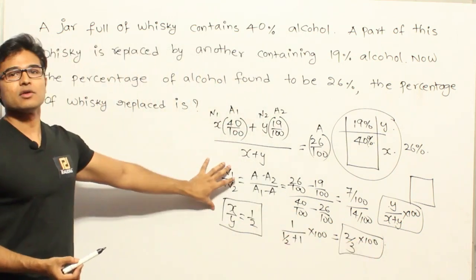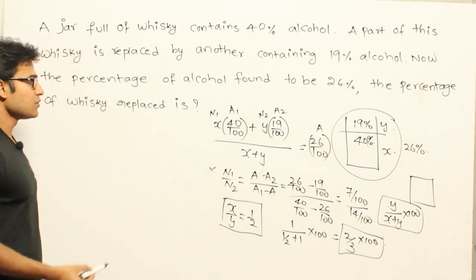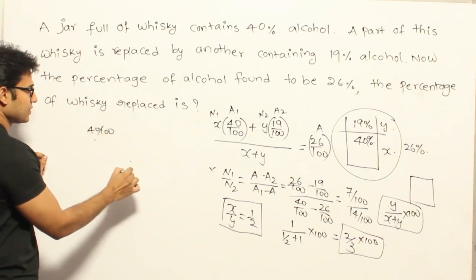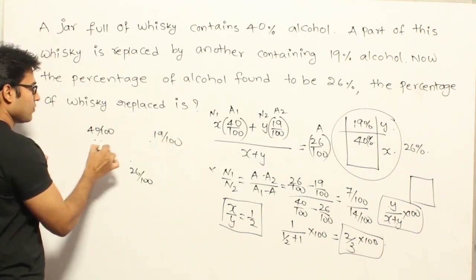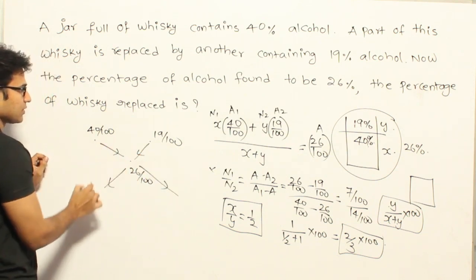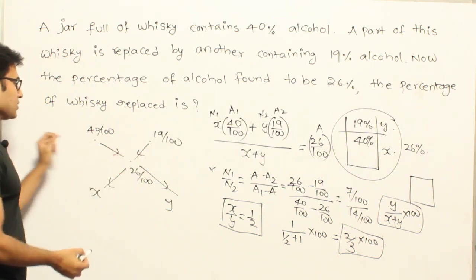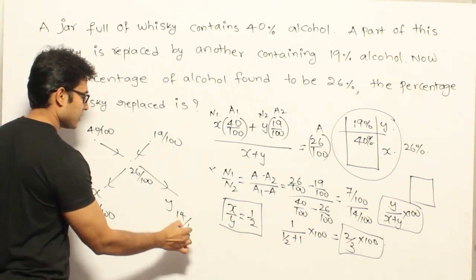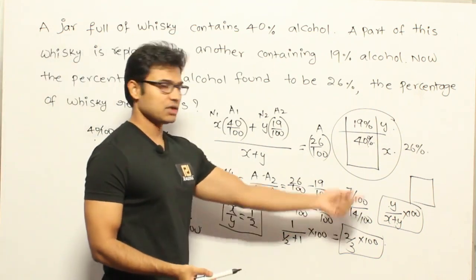So what is the other way of solving it? If you don't remember this one, if you remember the diagram method, you can go with that. So in the diagram method, A1 is 40 by 100 and A is 26 by 100 and A2 is 19 by 100. Now you find out this difference, and we know that this one is x and this one is y, therefore x is to y equal to these differences, right? Now what is that you are going to get? 7 by 100, right? And what is that you are going to get here? 14 by 100. Therefore x is to y equal to 1 is to 2. So once you find it out, you can directly substitute and get it.